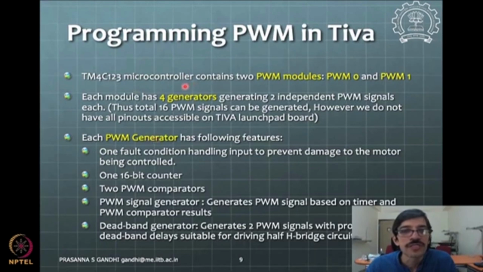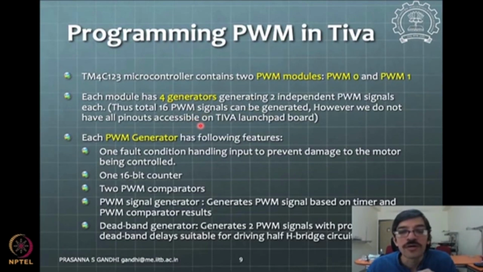So Tiva, if you see the data sheet, you'll see that it has two PWM modules, PWM 0 and PWM 1. Correspondingly, there will be pins which are named, and each module will have 4 generators, generating 2 independent PWM signals. So how many total PWM signals will be there? 16 PWM signals can be generated. Okay, so 2 modules, 4 generators, and each generator generates 2 signals. So 8 signals will be generated by one module, and you have 2 modules, so you have 16 PWM signals that can be generated.